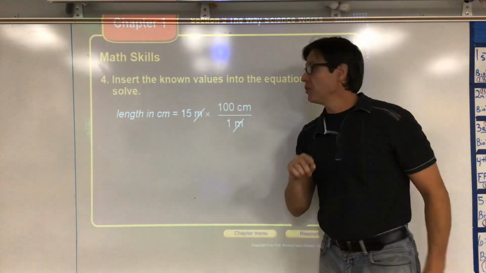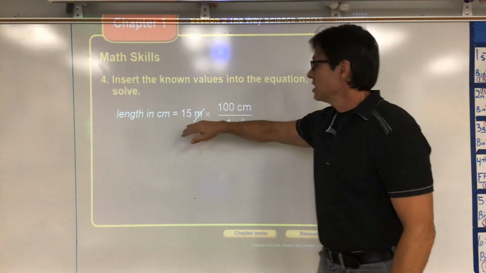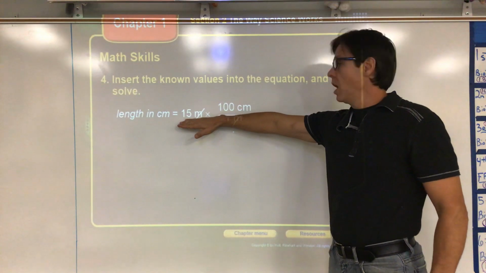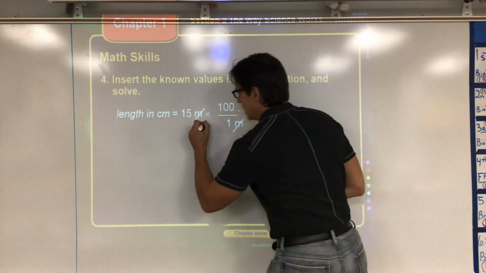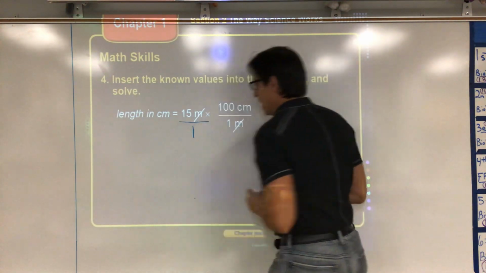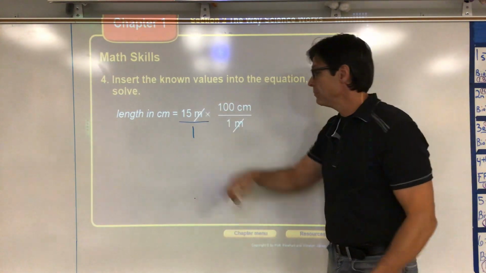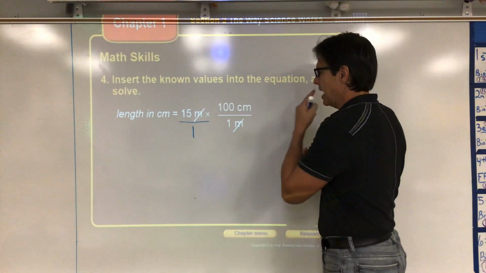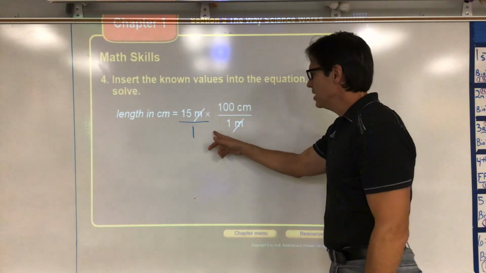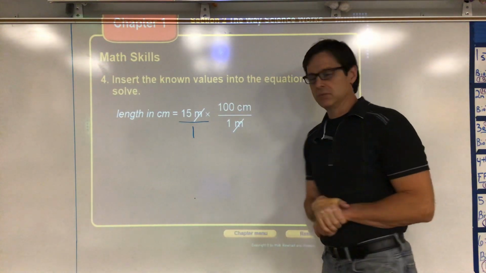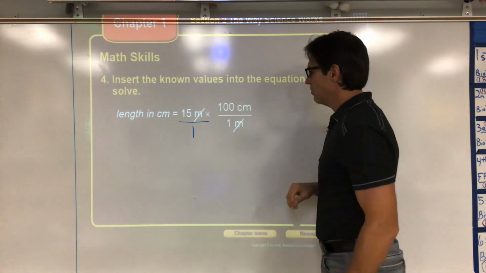First rule of thumb: I say this is the given, and you put that over 1, like a fraction. It's still 15, right? 15 over 1. Then you think, okay, I'm going from meters to centimeters, which is right next to it, so it's 2 places over.